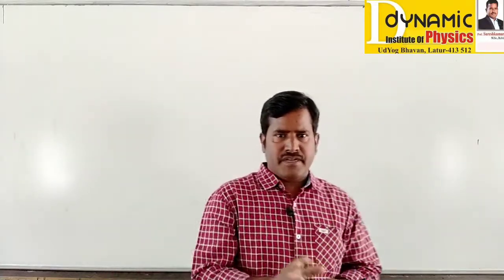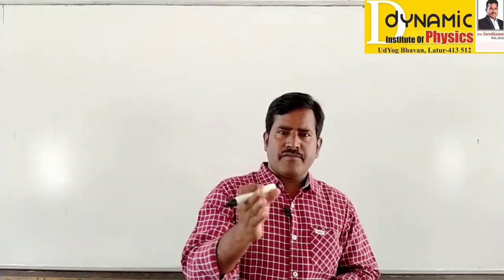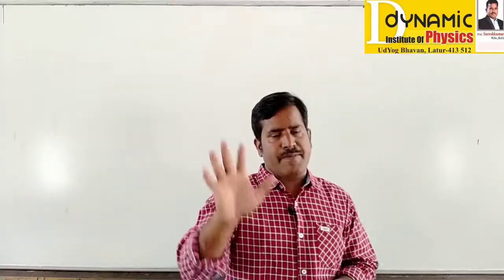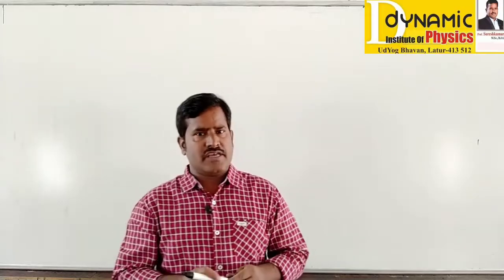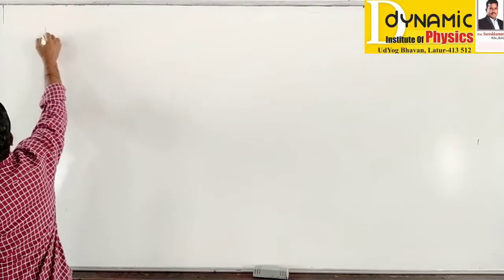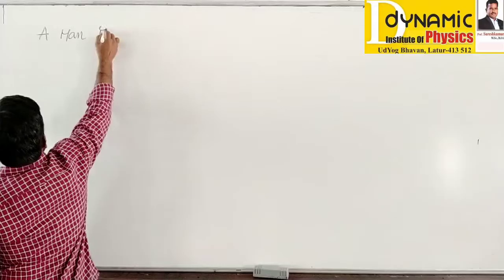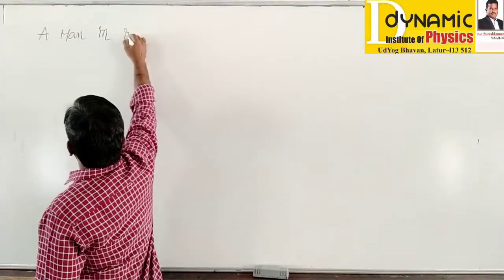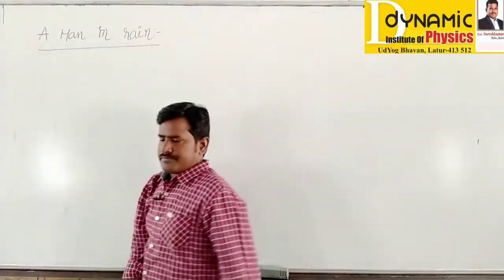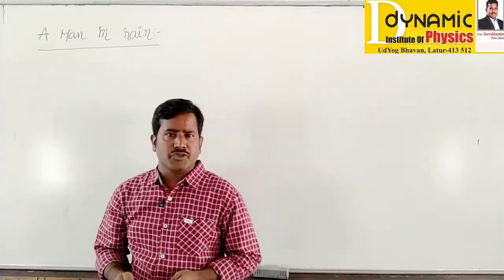Already in the third period, boat and river motion is over, and in this fourth class, it is man in rain, the relative motion of rain with respect to man. This is the concept of today's class. So the concept is man in rain, the relative motion of rain with respect to man.